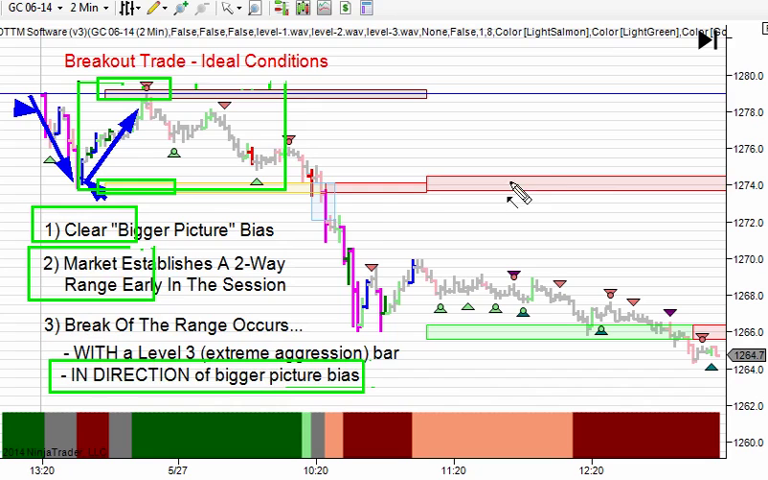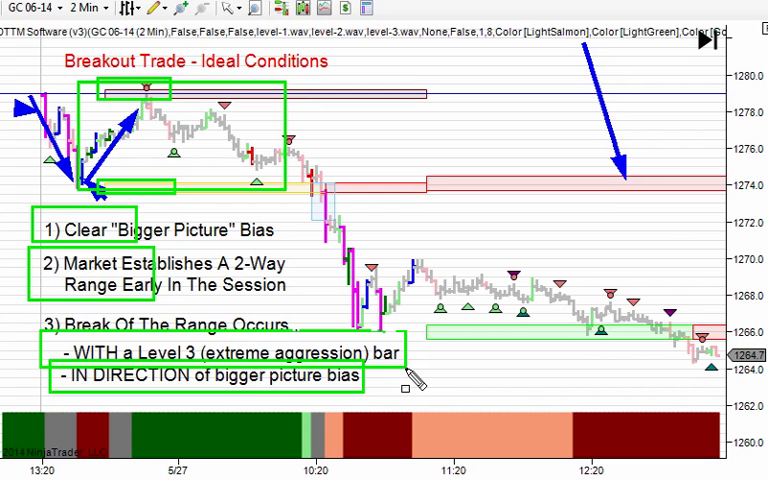For a pure breakout trade, we want the break to be down. If we broke out higher, you can certainly jump on board, but you'd have to be a little more nimble. You might want to wait for a pullback instead of just jumping in at the market. So number one, we want it in the direction of the bigger picture bias, and number two, we want it with a level 3 or an extreme selling aggression bar in this case.